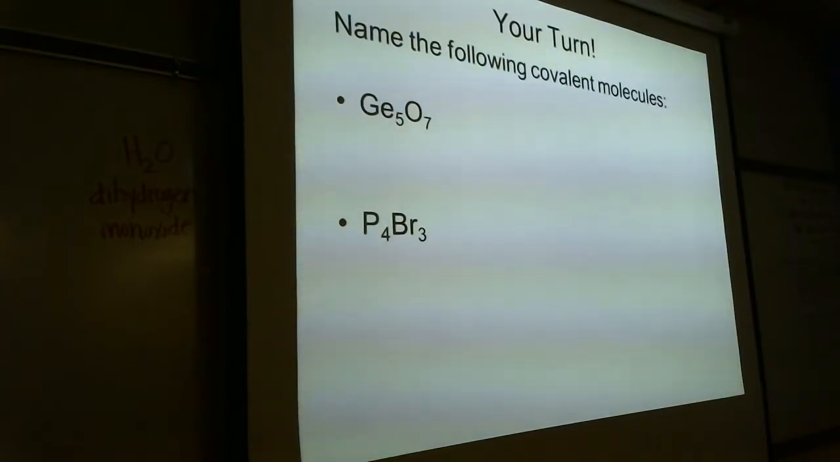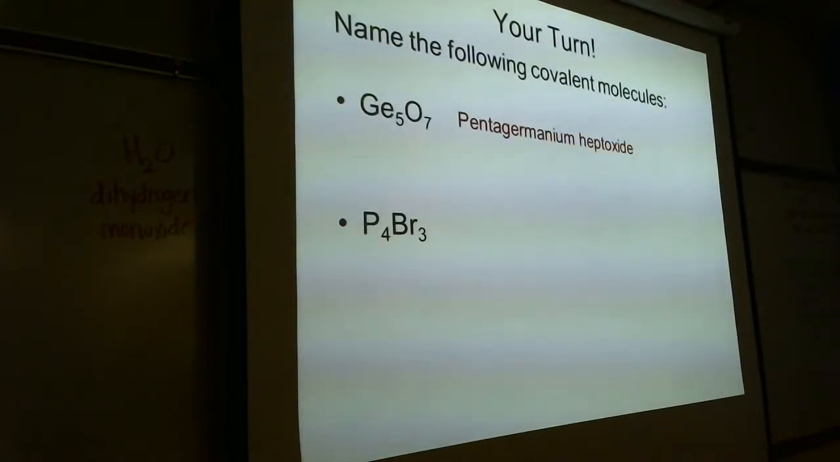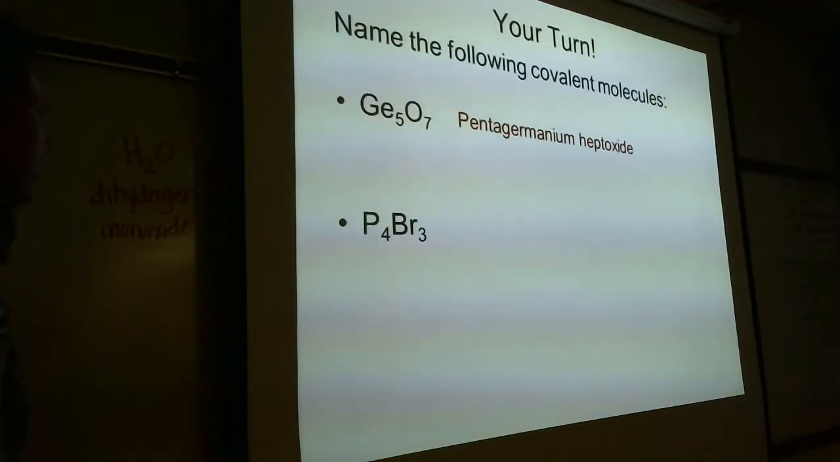Okay, what prefix goes with 5? Penta, and what prefix goes with 7? Hepta. Are these both non-metals? Yes, I mean, technically Ge is a metalloid, but it's close enough. So pentagermanium, excuse me, germanium. Oh, and I said it right. Geranium is a plant, germanium is the element. Pentagermanium heptoxide, right? We dropped the A. It's not heptaoxide, it's just heptoxide.